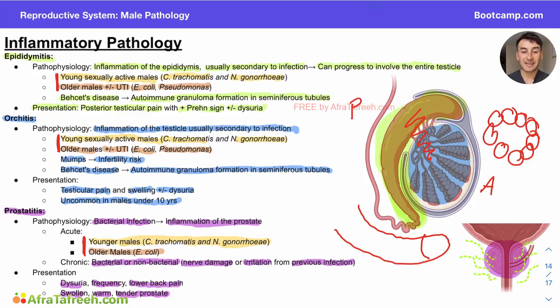So remember, the key to acing these questions on exam day is going to be remembering the differential of the organisms by age in our younger and older males, and then being able to recognize the important physical exam findings like Prehn's sign and an accurate digital rectal exam. With this, you guys should ace these questions on test day.